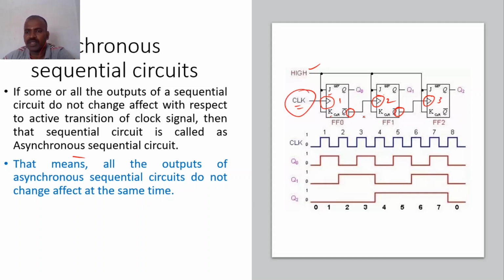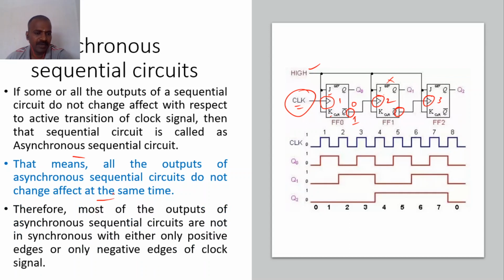See here, a positive edge clock signal is given. Positive edge means there is no bubble here, and here also no bubble, here also no bubble. So positive edge means whenever this output is 1, only then will it work. If it is 0, then this flip-flop won't work. That's why it says the circuits do not change at the same time. So most of the outputs of asynchronous sequential circuits are not synchronous with either only positive edges or only negative edges of the clock signal. This is the introduction to asynchronous sequential circuits.